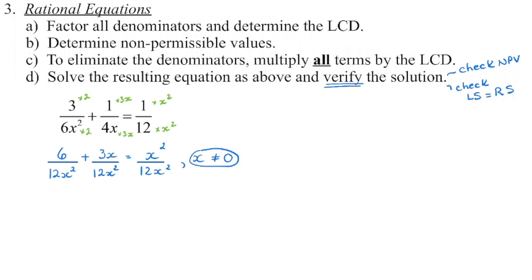So what we're now going to do is multiply every term by 12x squared. When I do that, we end up canceling out the denominator with that 12x squared, leaving us just with the numerators. So we have 6 plus 3x equals x squared. When you get down to this step, if the denominators are balanced, you're essentially dropping them and we're left with the numerators.